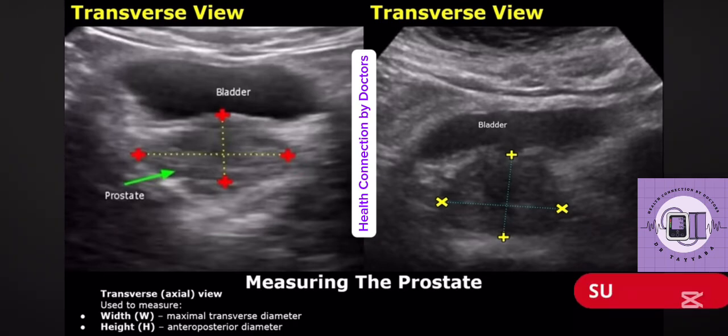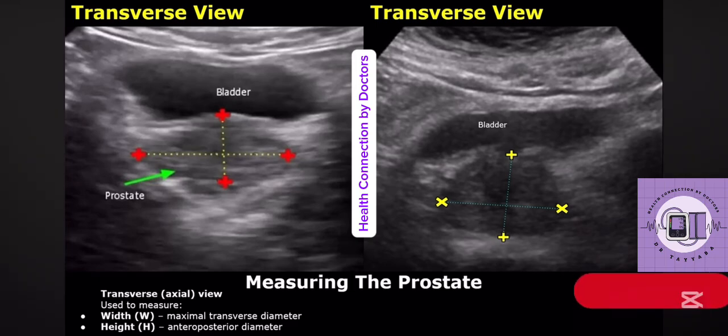Prostate measurement is a clinically important examination commonly preferred to assess benign prostatic hyperplasia, lower urinary tract symptoms, or for treatment planning. The prostate can be evaluated using either transabdominal ultrasound or transrectal ultrasound. Although transrectal measurement is more accurate, we will only be focusing on the transabdominal approach because it is more commonly used.